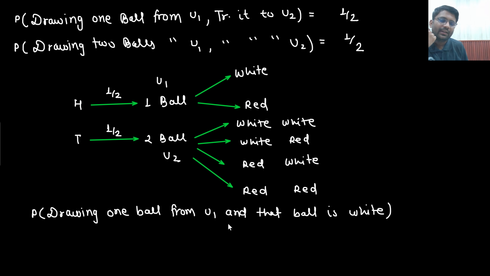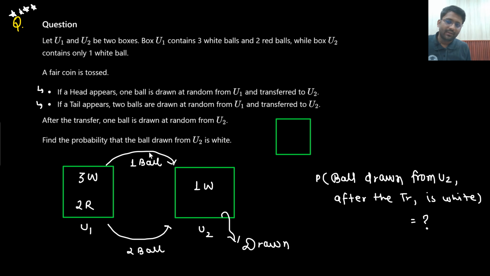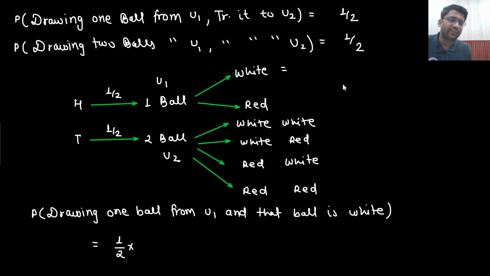So first of all, "and" means multiplication. First of all, I will draw one ball from U1 with half probability, and that ball is white. What will be the probability of that? Here 5 balls are there, out of them 3 are white. So probability of that will be 3 by 5. So the probability will be 1 by 2 into 3 by 5, that would be 3 by 10.